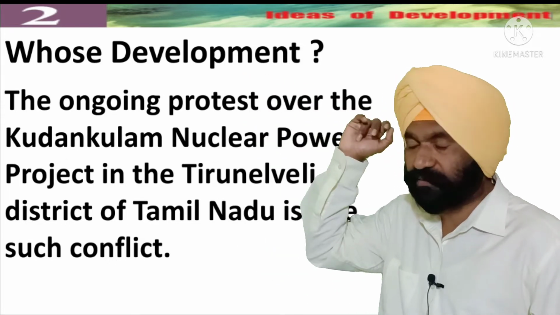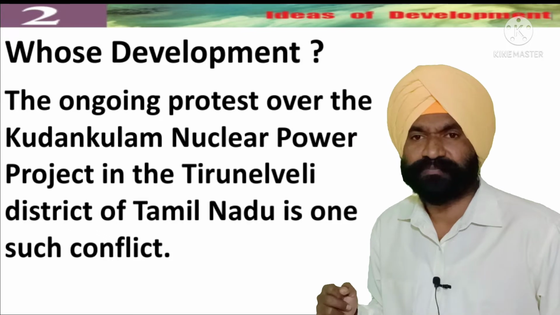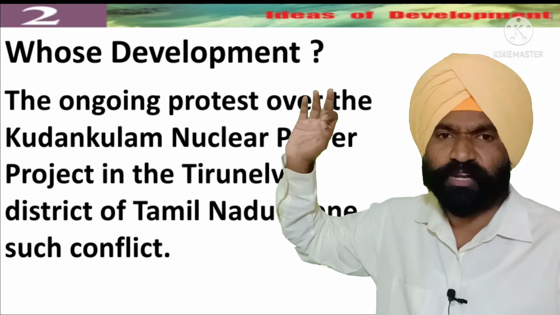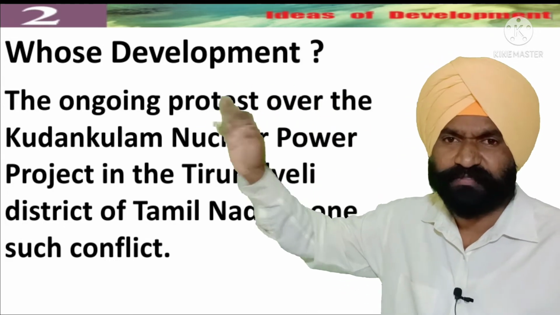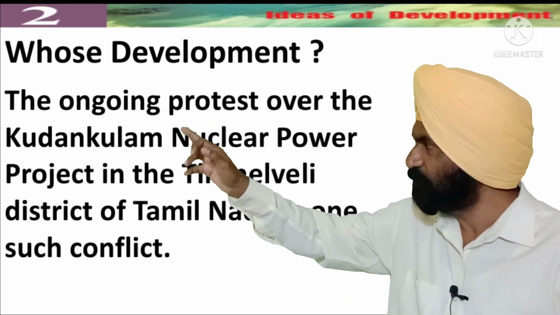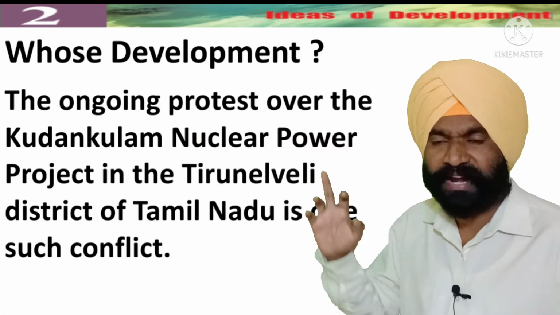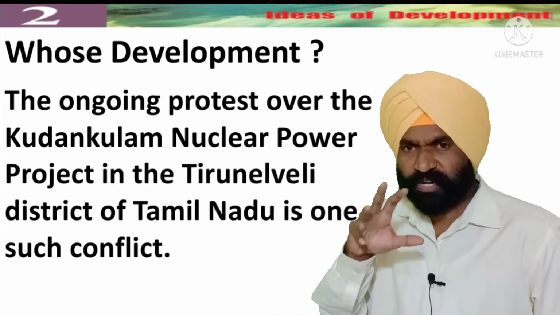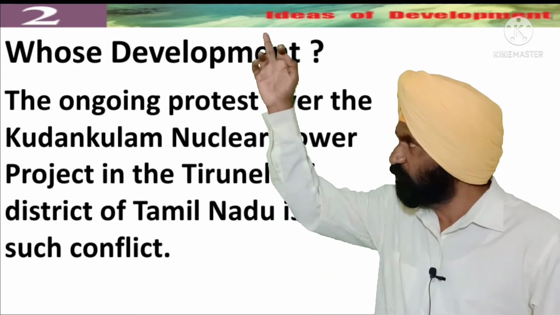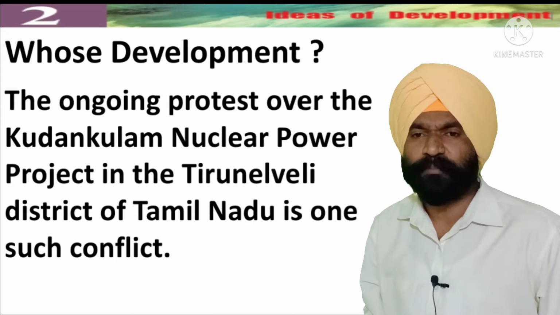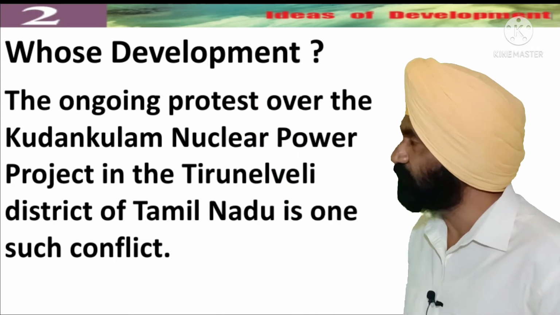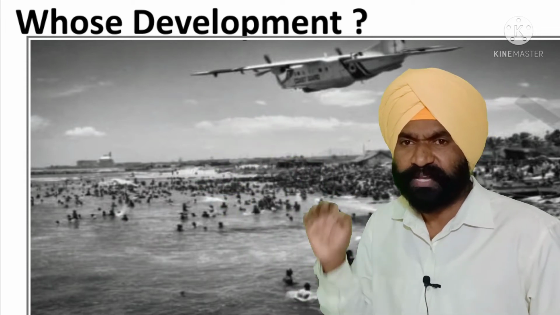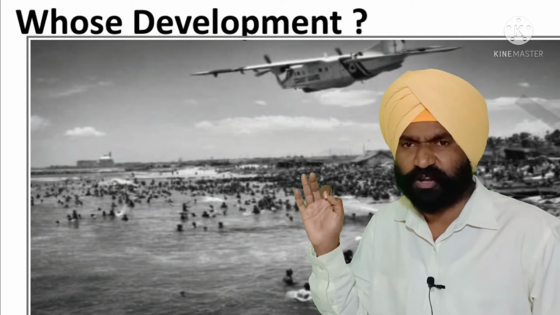Whose development? Here, the ongoing protest over the Kundakulam nuclear power project, which is going to be established in Tirunelveli district of Tamil Nadu, is one example of such a conflict. The idea of development will be productive for one and destructive for another, so it becomes a conflict between these two groups. So here is one nice example of such a conflict. The government decided to establish a nuclear power plant in Kundakulam village of Tirunelveli district, which is in the coastal area of Tamil Nadu.